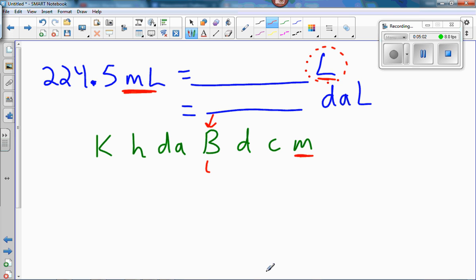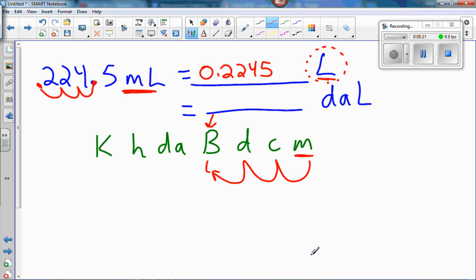So I'm going from milli to liters. So 1, 2, 3 jumps toward the left. I take my decimal as it's written in my problem, move it 3 spots to the left, and I'm left with 0.2245 liters. You might look at that and say, whoa, this is a real small number.